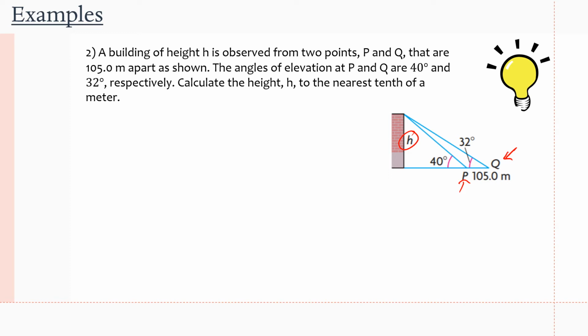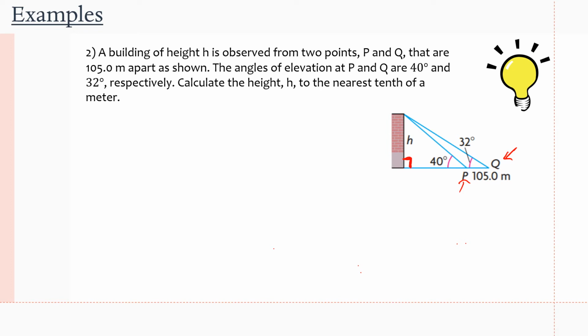of a line going to the top of the wall with the ground, that's the angle of elevation, and the angle it makes there is 40 degrees from P and 32 degrees from Q. And it says calculate the height h to the nearest tenth of a meter. So we can tell right away that we have a right angle triangle.